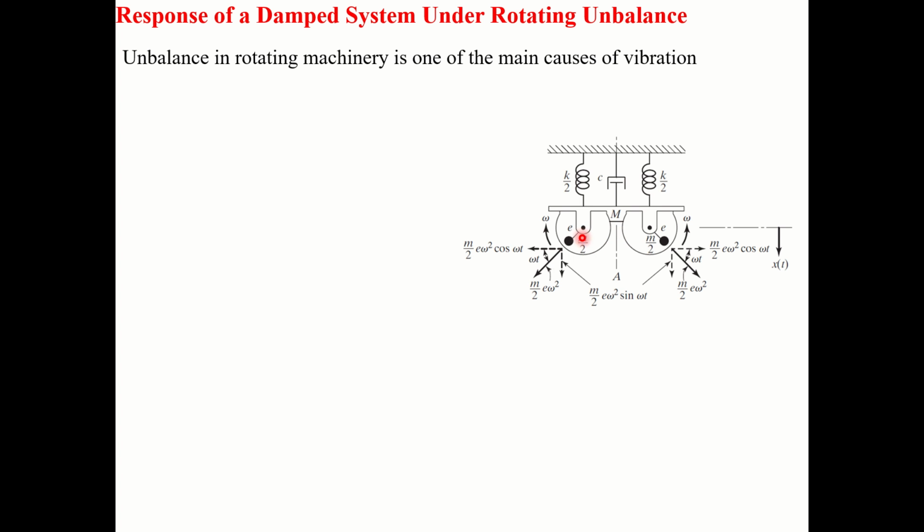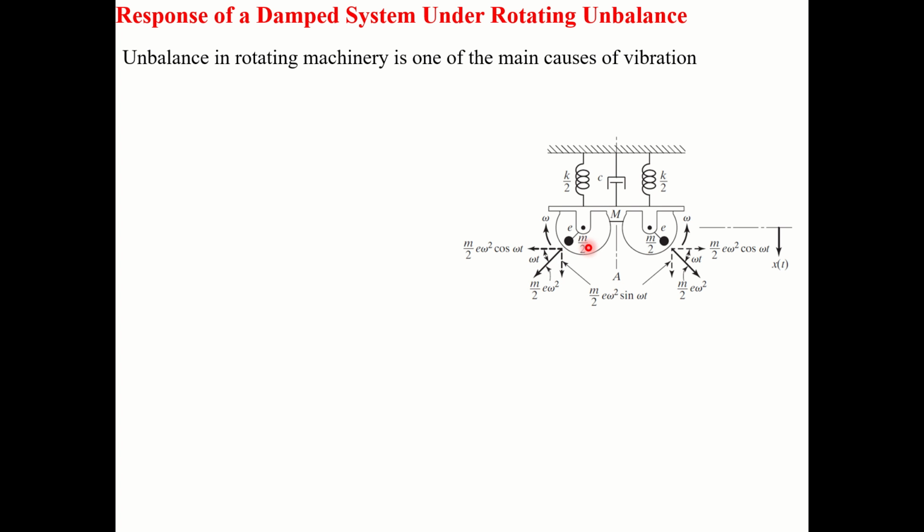Now how do we study this? What forces are exerted on this? You see here, the total force is the mass, times the amount of eccentricity, times the angular frequency at which it is rotating, squared. That is the total force exerted due to unbalance. If e is not there, it will directly be m omega square.